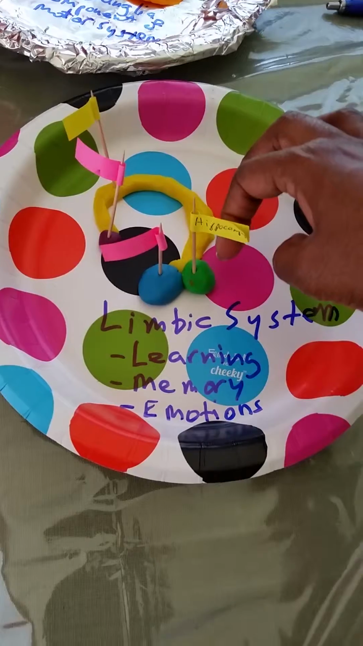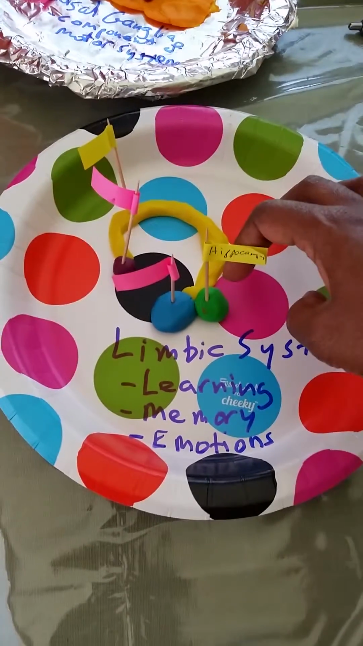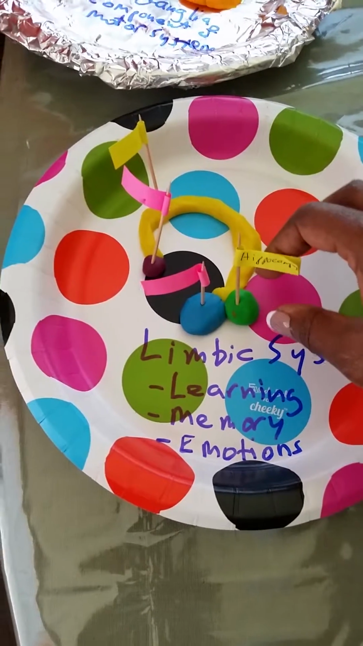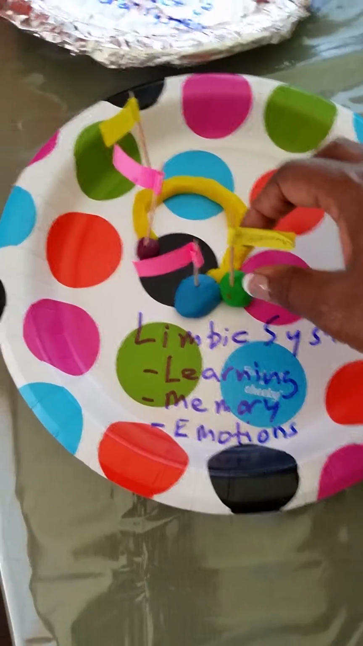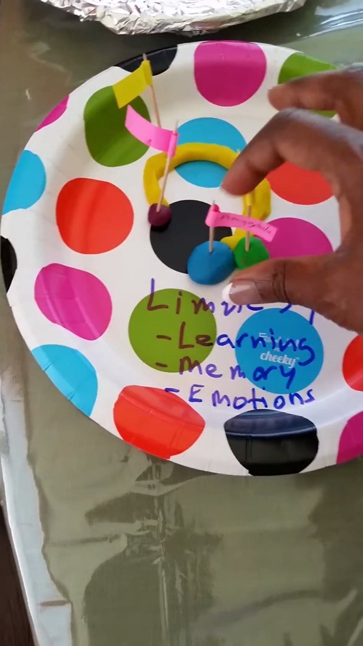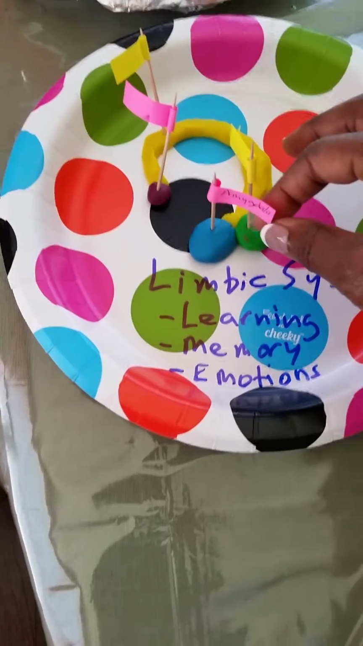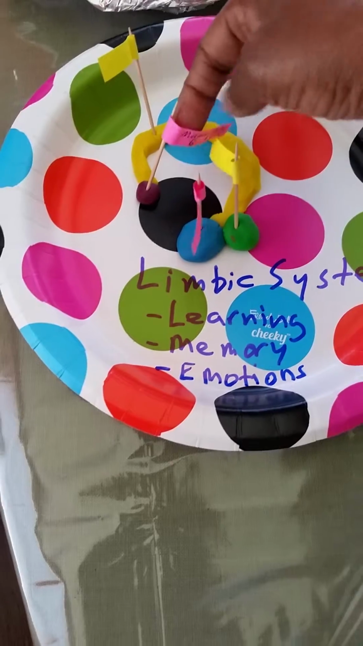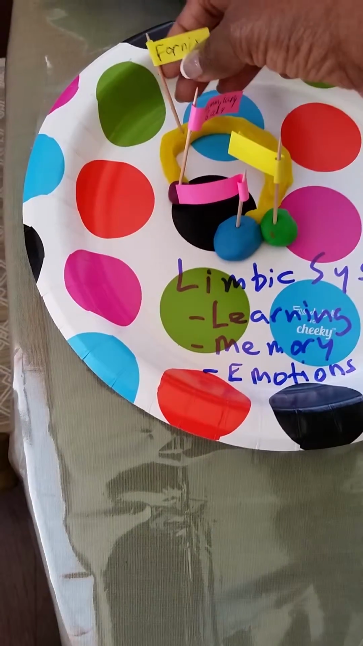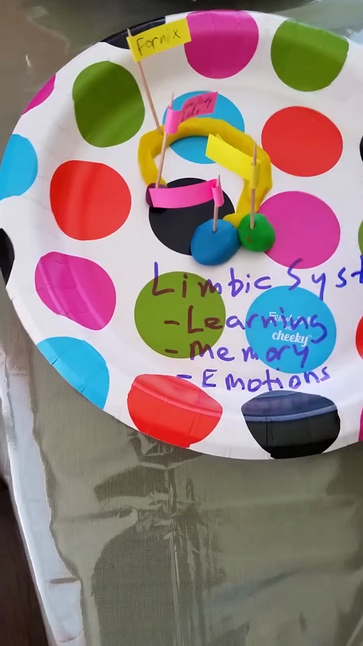The hippocampus specifically is really important for the creation of memories. Your actual memories are in your cerebral cortex, but the creation of memories happens with the hippocampus. So you've got the amygdala, important for emotions, and the mammillary bodies, and the fornix at the top.